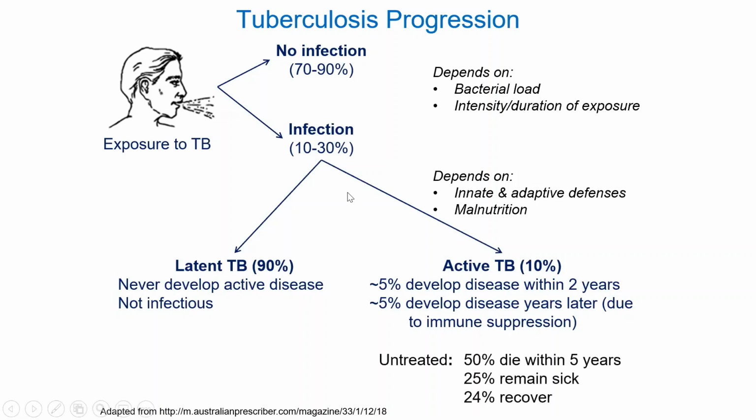So, in terms of where we're at, apparently it's pretty high. So about half of the people will die from it if it's untreated, and some people remain sick for a long time, and some people recover. I'm not sure why those numbers don't add up to 100%, right? But that seems to be the way these things are sometimes.